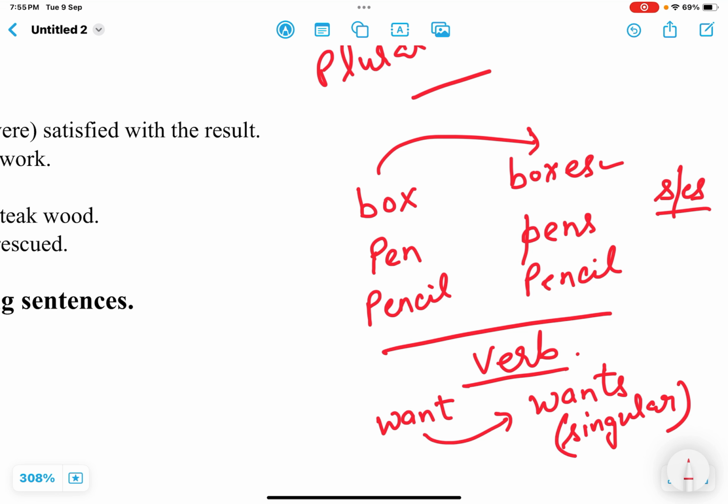Okay, in a verb, s or es may change the number, but from plural to singular. If we are to change a verb into singular form, then we use s or es. But if it is a thing or a noun, then we add s or es to make it plural from singular. Clear? Let me make it more clear to you. Dear students, listen very carefully.